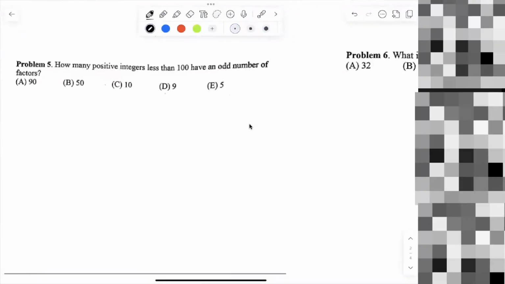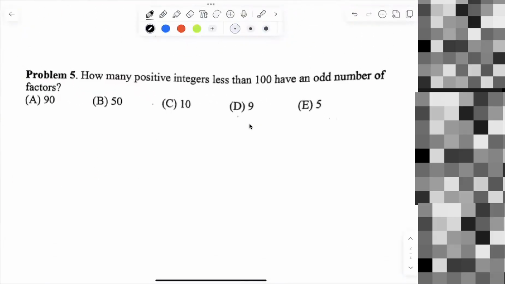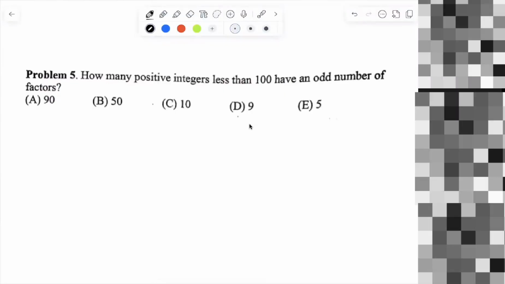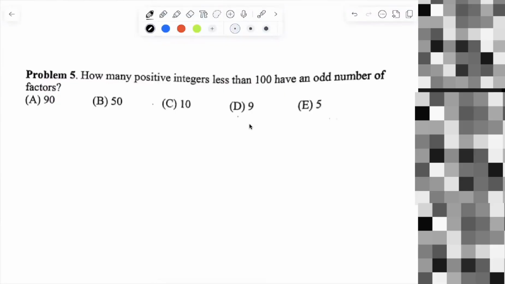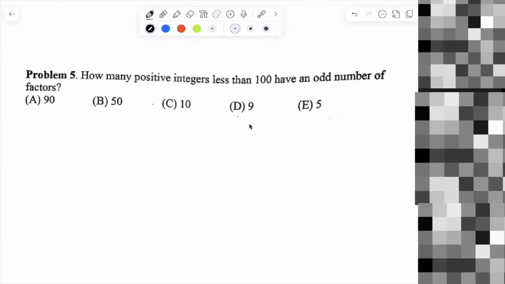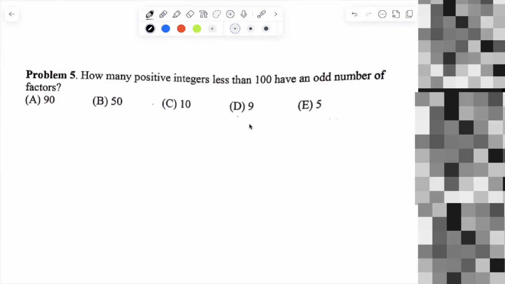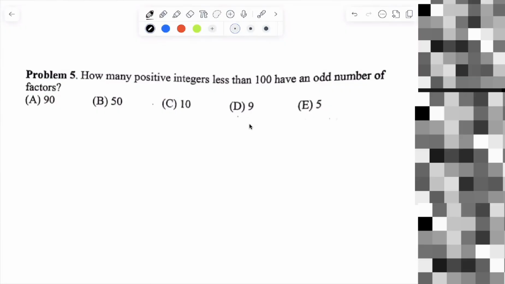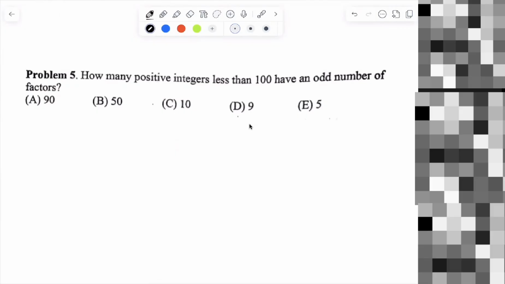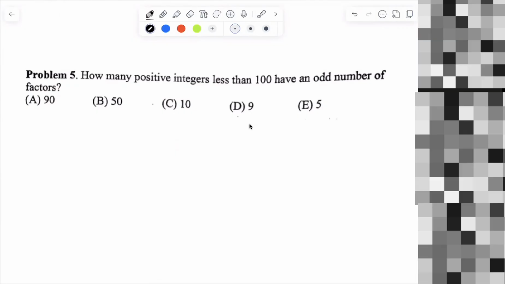Let's move on to problem 5. How many positive integers less than 100 have an odd number of factors? Well, how do we approach this? Well, first off, all the square numbers have an odd number of factors. Why? Since, what is a square?